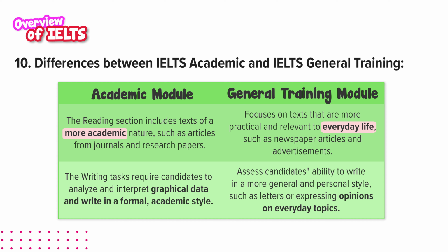The writing tasks require candidates to analyze and interpret graphical data and write in a formal, academic style. On the other hand, the general training module focuses on texts that are more practical and relevant to everyday life, such as newspaper articles and advertisements. The writing tasks in the general training module assess candidates' ability to write in a more general and personal style, such as letters or expressing opinions on everyday topics.